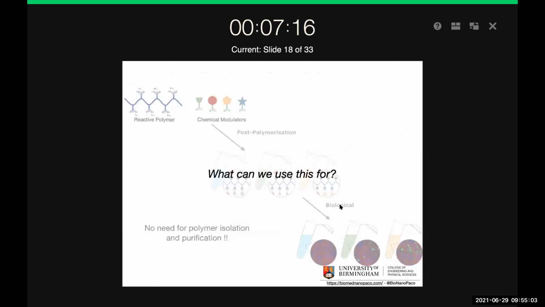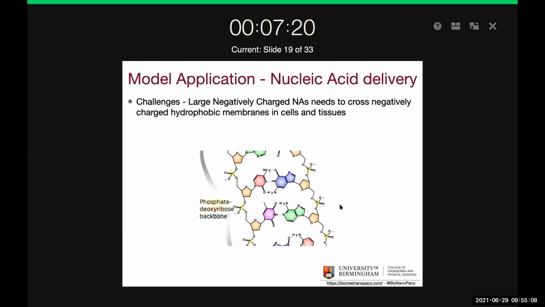So what do we use this for? Basically, when we started working on this, we decided that we were going to focus on nucleic acid delivery. And as you've heard yesterday, this is a pretty big challenge in biology. You're basically trying to deliver a very large molecule like a nucleic acid that is negatively charged and actually has a very high charge density, right? And at some point, it will have to cross a biological membrane that is hydrophobic and is actually mainly negatively charged as well. So that's basically a no-no. That's not going to happen.